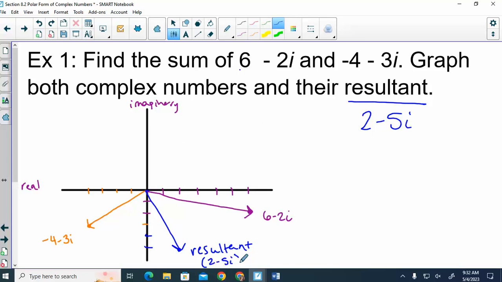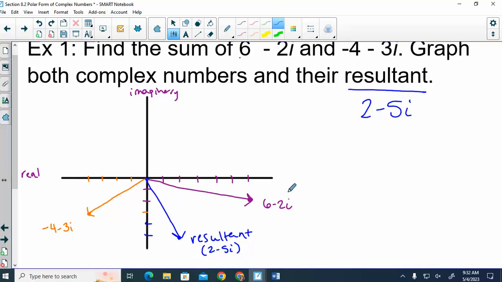And do you want the resultant arrow in a different color? Yes. We'll just label which is which. So when it asks for the resultant, that's just adding those vectors together.